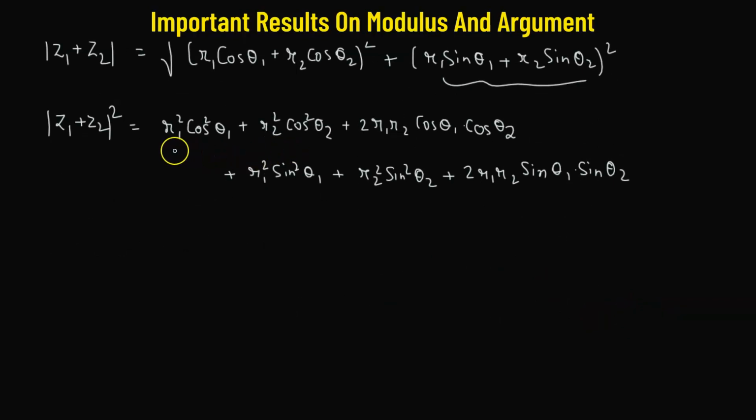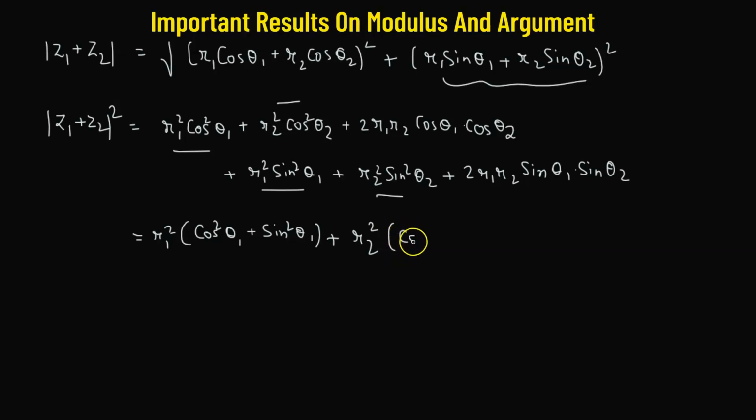Now what we can do, we can combine this particular expression and this particular expression by taking r1 squared as the common factor. So this will get multiplied to cosine squared theta 1 plus sine squared theta 1. Then we'll consider this particular expression and this one and add them. So here we have r2 squared as the common factor. This will get multiplied to cosine squared theta 2 plus sine squared theta 2.